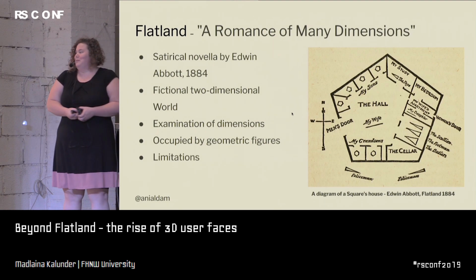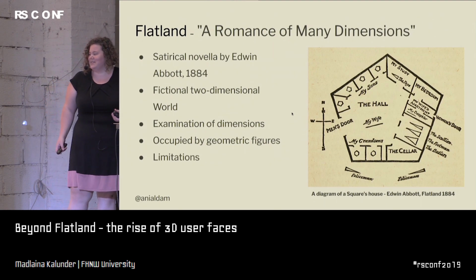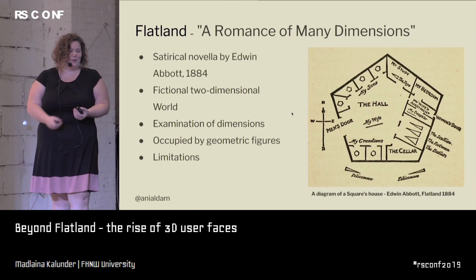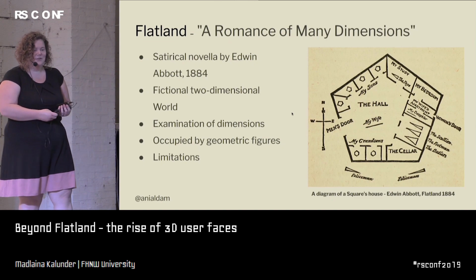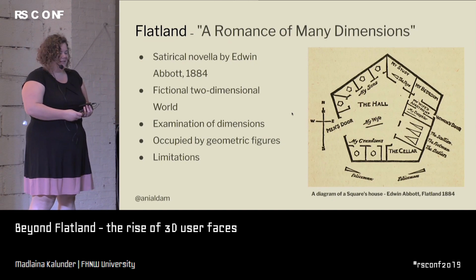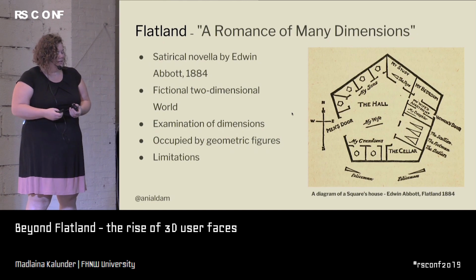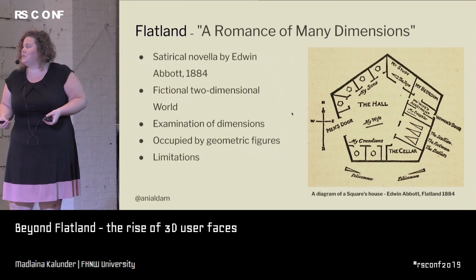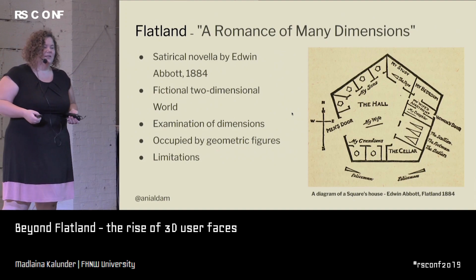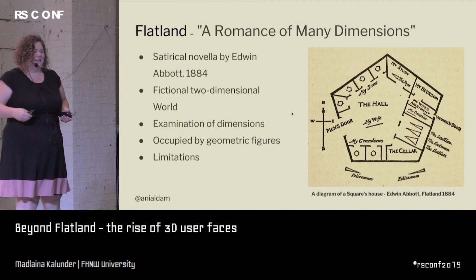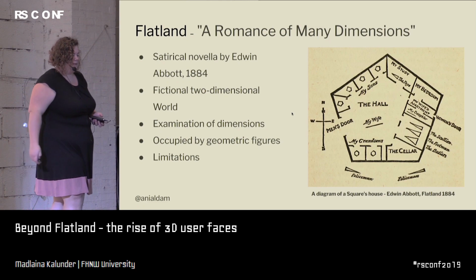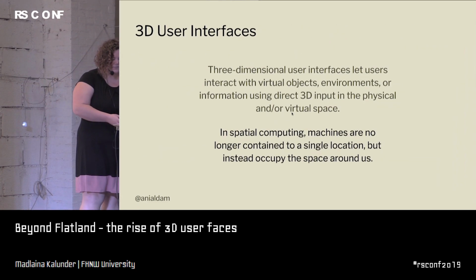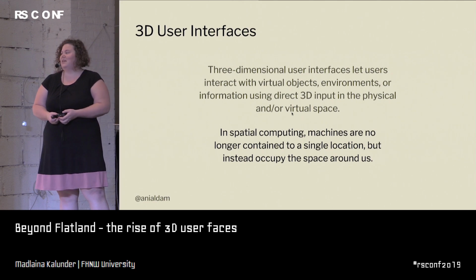I'm using this allegory to show what kind of problems we face when we try to imagine a different world. In this book, this square is trying to explain this world to the reader, and the reader is a so-called Spacelander. I will get to that a bit later.